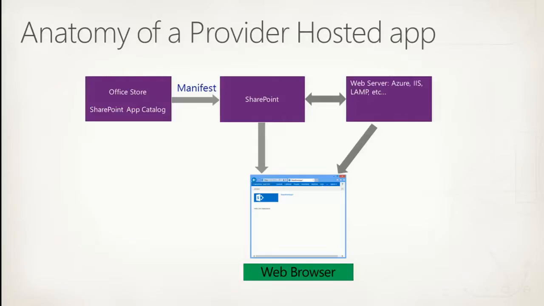And in this case, SharePoint still gets the manifest information and SharePoint artifact information from the Office Store or App Catalog. But in this case, all the implementation, essentially, of what you see in the browser comes down from your web server. So with that, we're actually going to show another demo.